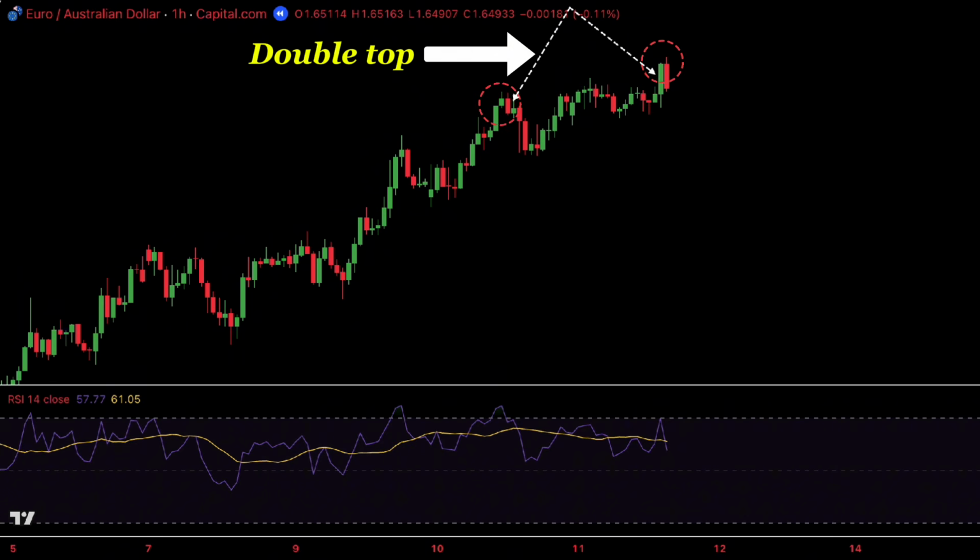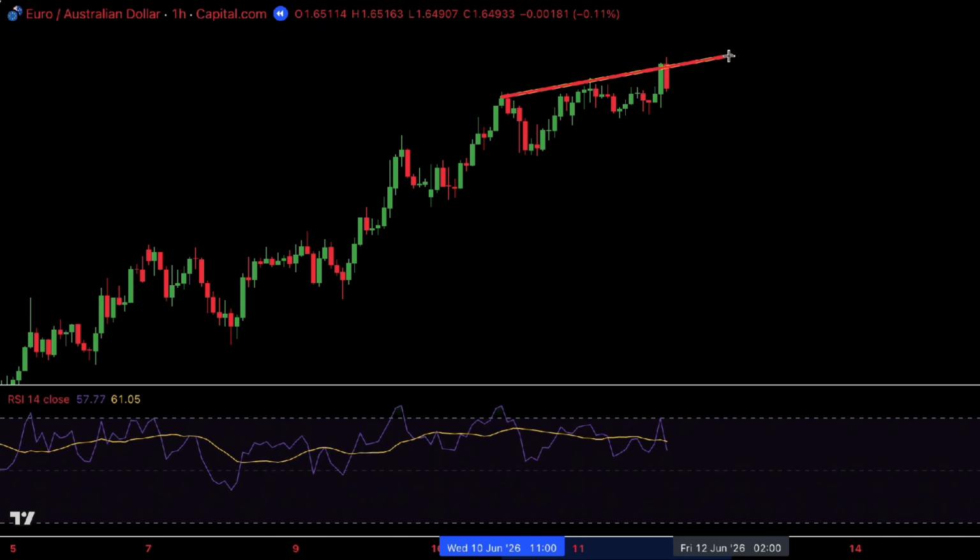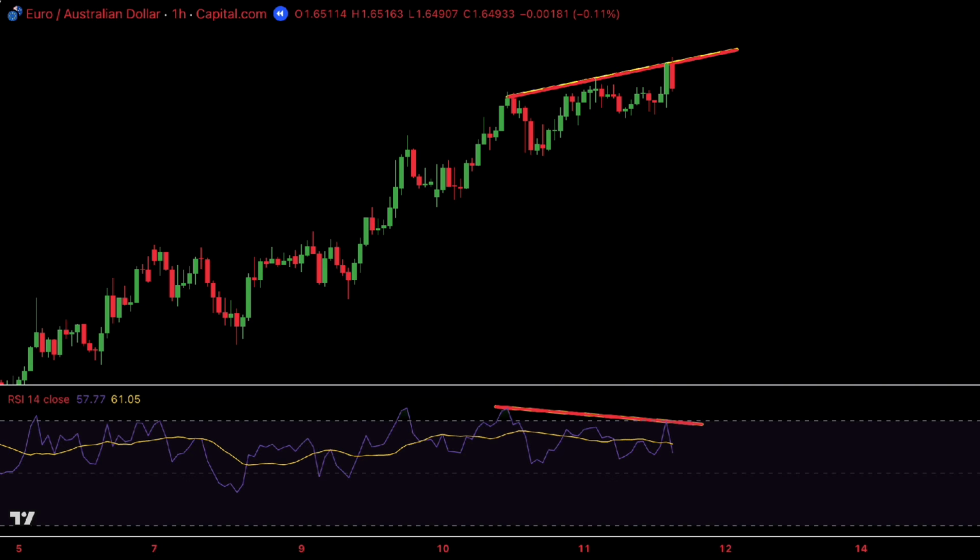Now, let's compare price with the RSI. We connect the two swing highs on the price chart, then connect the corresponding highs on the RSI. Notice the difference. Price is making a higher high, while the RSI is making a lower high above the 70 level. This is known as bearish RSI divergence, which tells us that although price is still pushing higher, bullish momentum is beginning to weaken. It serves as an early warning that a potential reversal may be approaching.